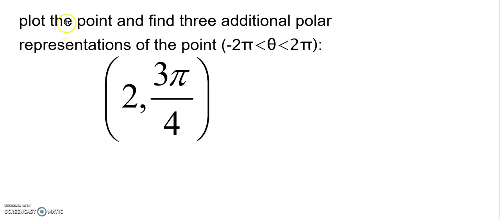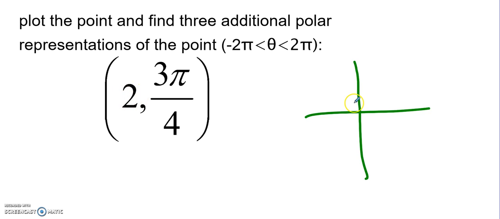Let's look at an example. Okay, so we want to plot the point and find 3 additional polar representations of 2 comma 3 pi fourths. And we only want to look between negative 2 pi and 2 pi. Otherwise, technically, we know that there are an infinite amount of ways in which we could write this coordinate because of the idea of coterminal angles.